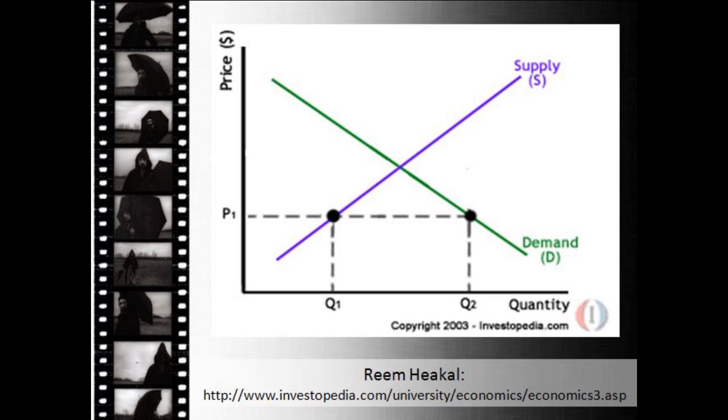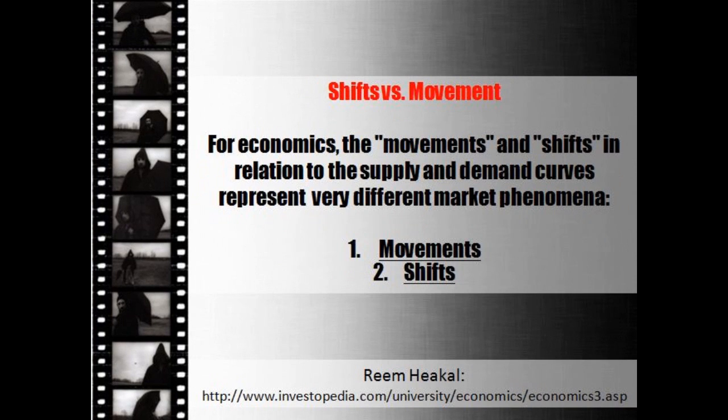However, as consumers have to compete with one another to buy the goods at this price, the demand will push the price up, making suppliers want to supply more and bringing the price closer to its equilibrium. The next issue is about shifts and movement. In economics, movements and shifts in relation to the supply and demand curves represent very different market phenomena. The first one is movement, and the second one is shifts.